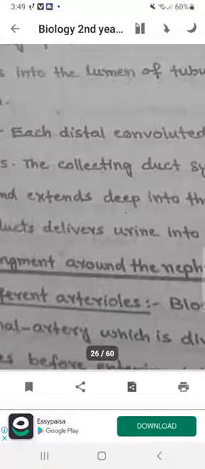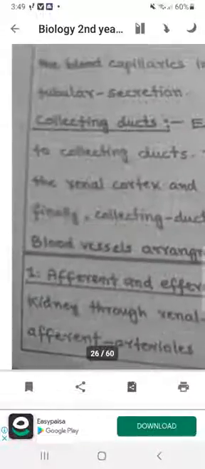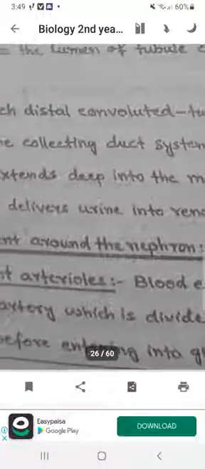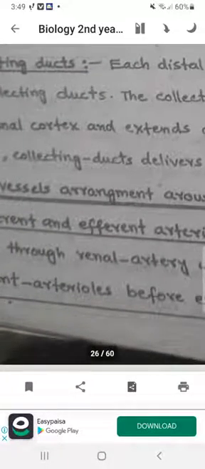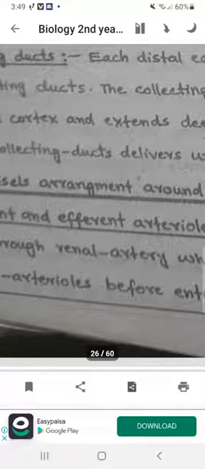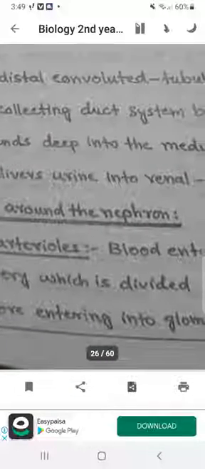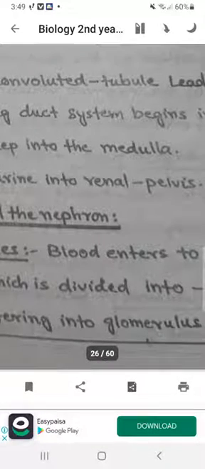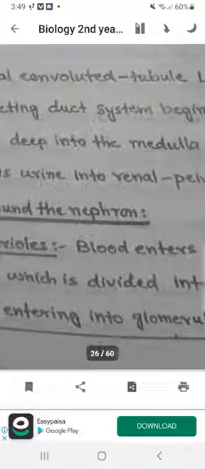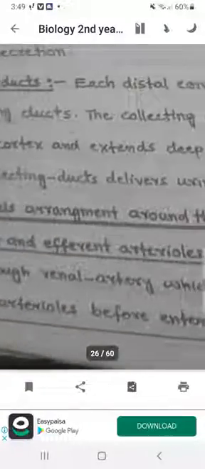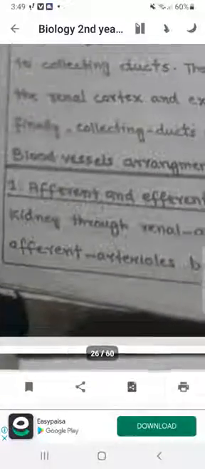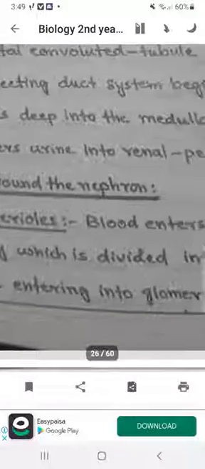Collecting ducts. Each distal convoluted tubule leads to collecting ducts. The collecting duct system begins in the renal cortex and extends deep into the medulla. Finally, collecting ducts deliver urine into renal pelvis.